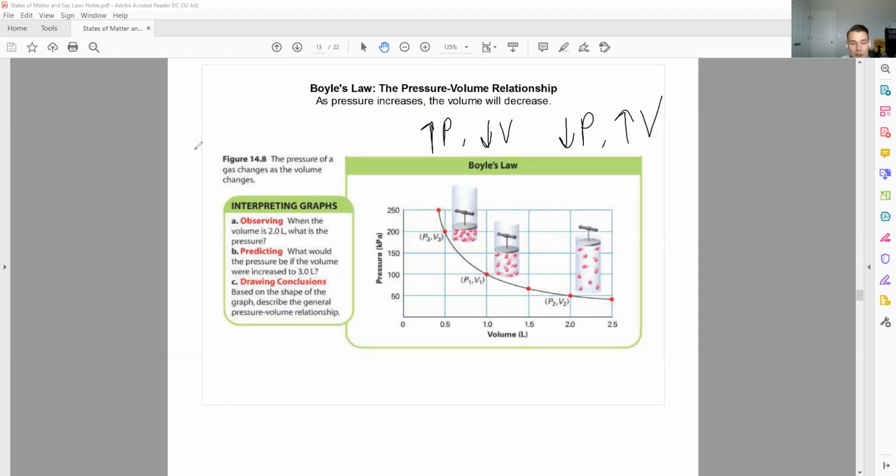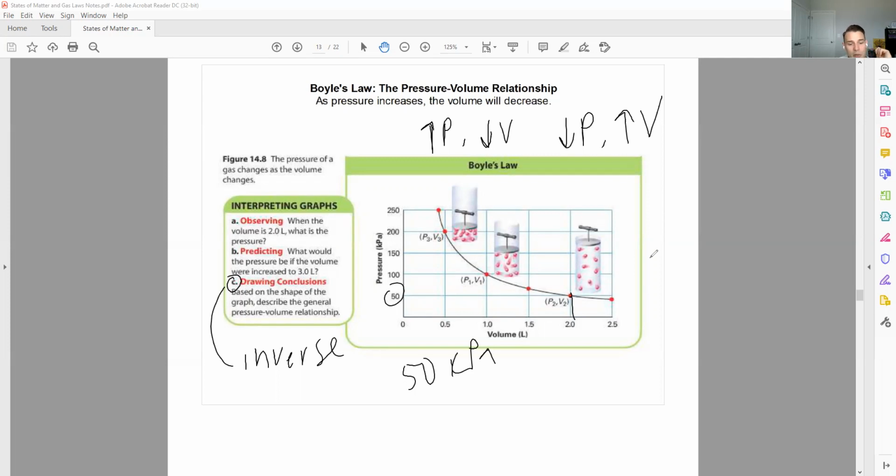which answers question C from this graph. Based on the shape, describe the general pressure-volume relationship. That is what we know as an inverse relationship. As one increases, the other decreases. So we can answer A and B here. When the volume is 2 liters, okay, so go up to 2 liters. What is the pressure? Easy, 50 kPa.